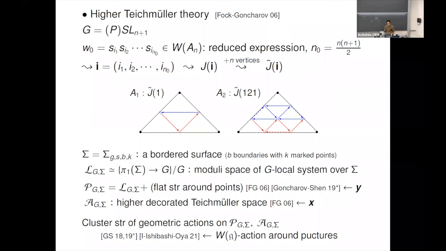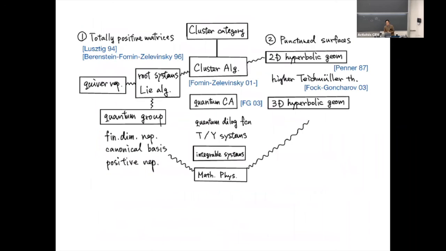Oh, time is over now. So this is the end of my talk. I introduced basic notions in two sides, in algebra and geometry. Tomorrow I will explain the part of geometry. I will add some notions of lambda coordinate tomorrow by using hyperbolic geometry, and I further go to 3D hyperbolic geometry. So thank you very much for that.